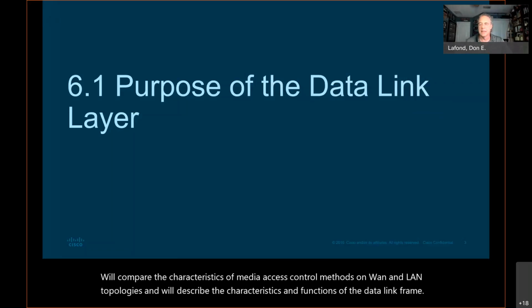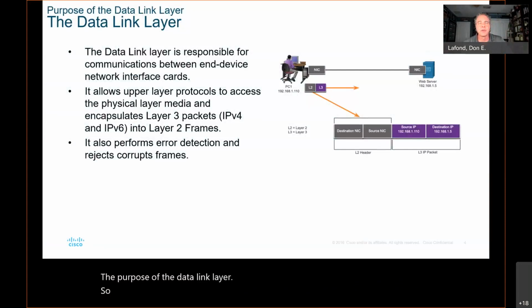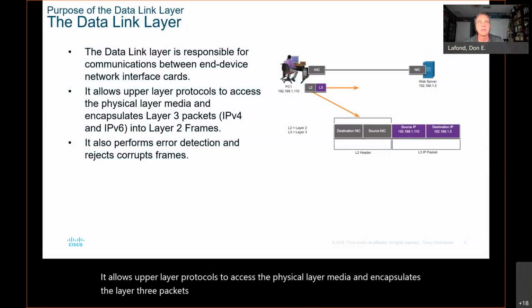The purpose of the data link layer. The data link layer is responsible for communication between end-to-end networking interface cards, NICs. It allows upper layer protocols to access the physical layer media and encapsulates the layer 3 packets, IPv4, IPv6 packets, into layer 2 frames. It also performs error detection and rejects corrupt frames.